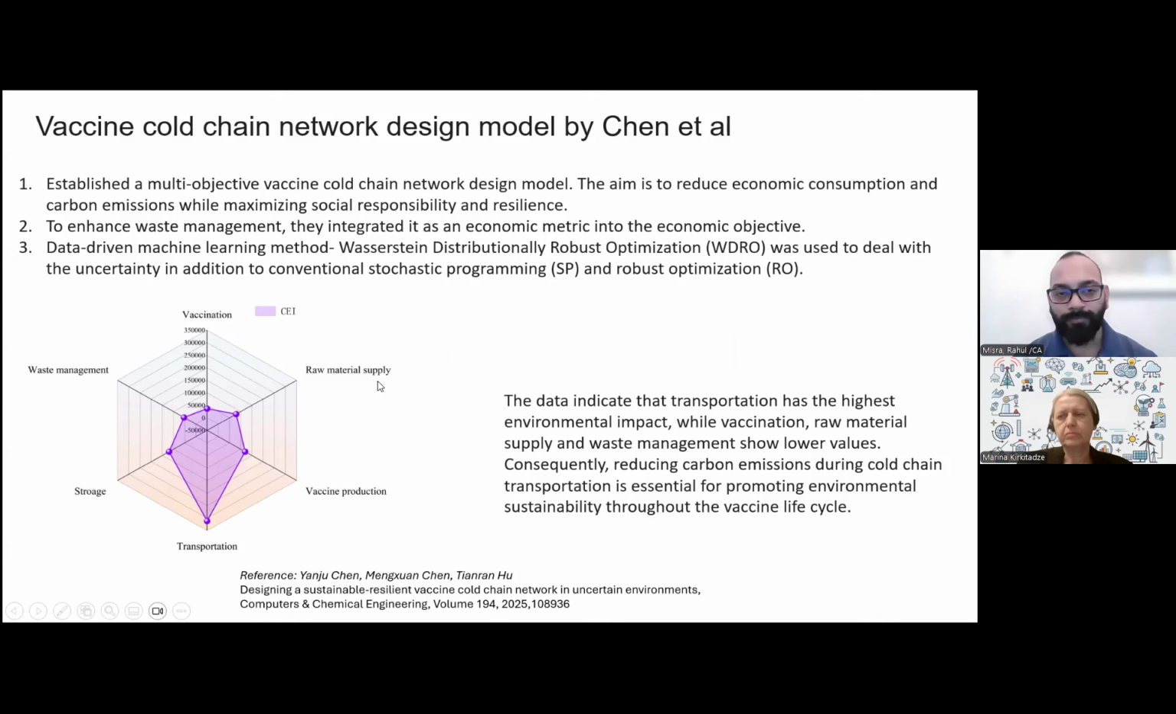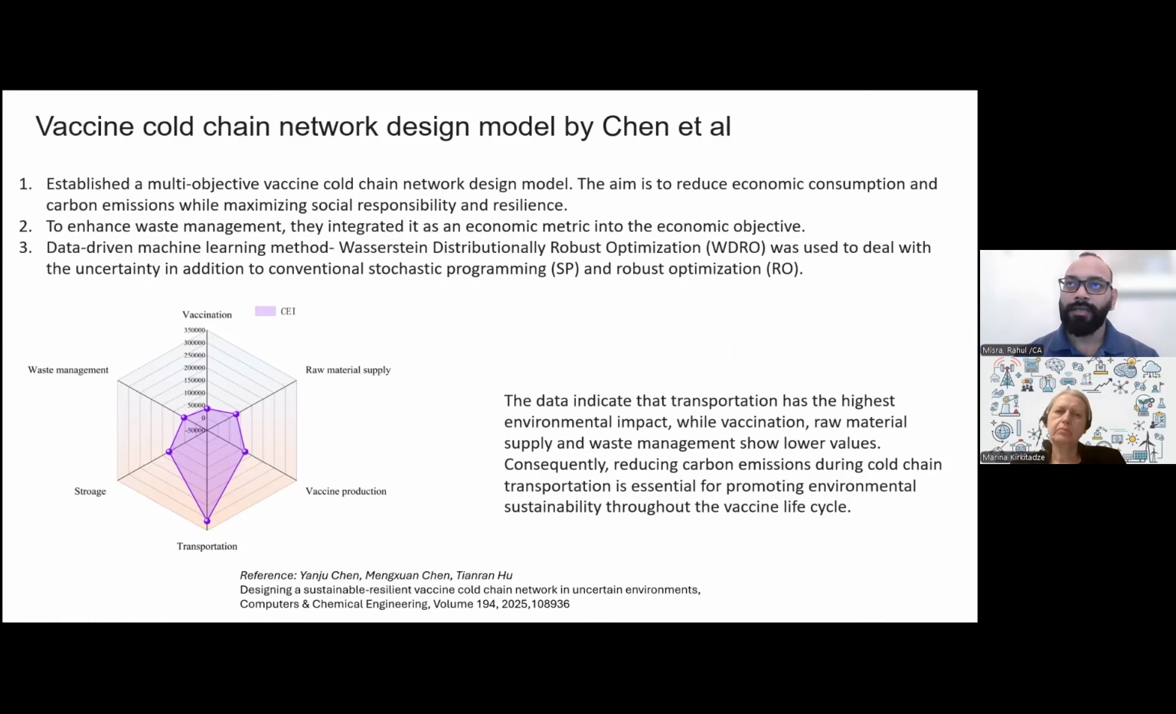They also gave the liberty to the users of this model, because for every life cycle, this model could be different.